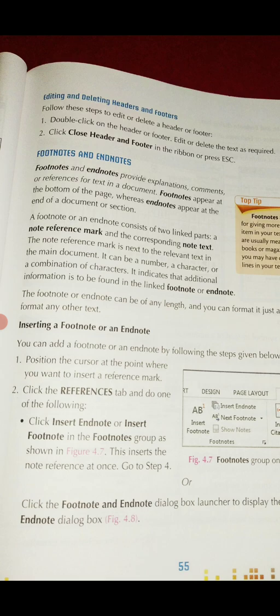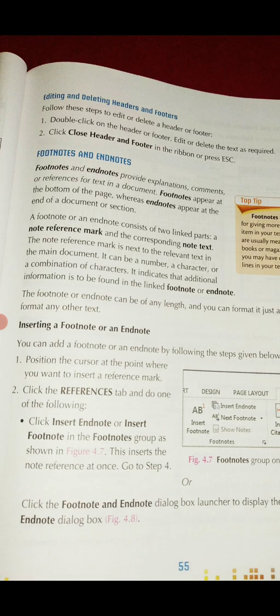A footnote or an endnote consists of two linked parts, a note reference mark and the corresponding note text. So here you will find that footnotes or endnotes consist of two linked parts. One is your note reference mark and another is your corresponding note text. The note reference mark is next to the relevant text in the main document. So this note reference mark, what is it? It is next to the relevant text in our main document. It can be a number, character or a combination of characters.